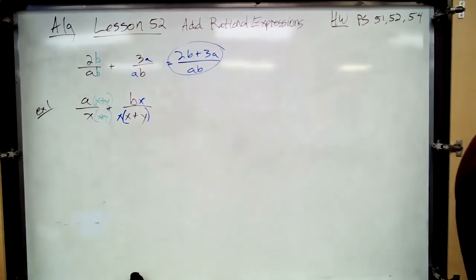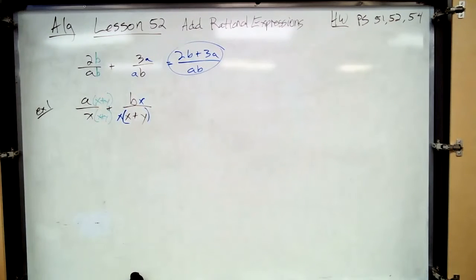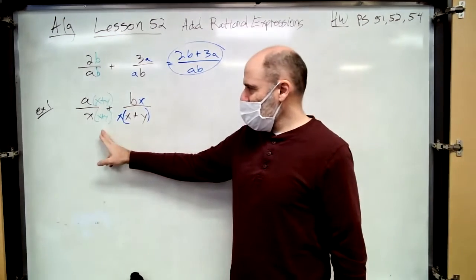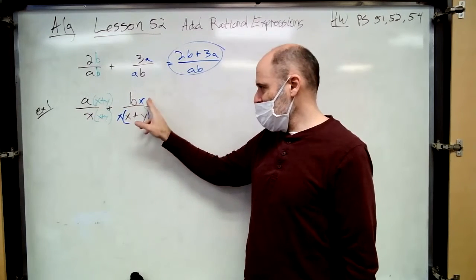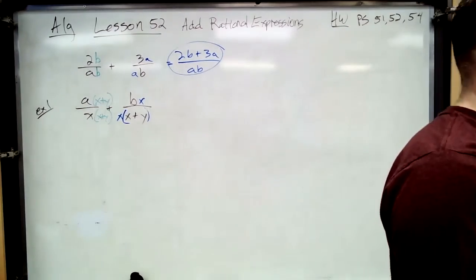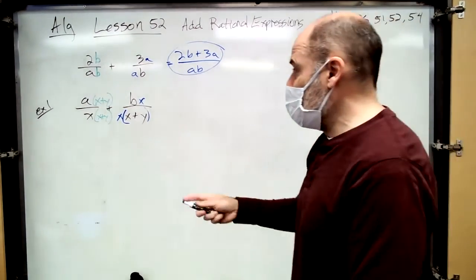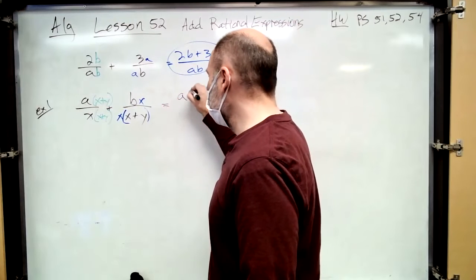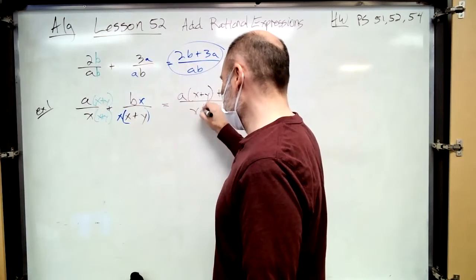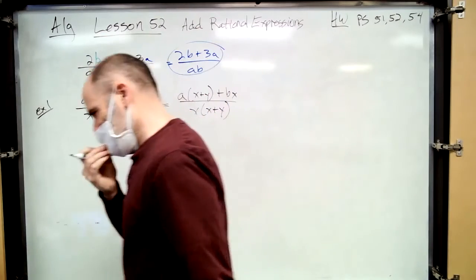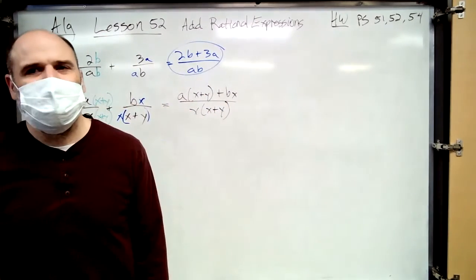Okay, did I do anything wrong? I use multiplication. That's really the only rule for equivalent fractions, it's limited to multiplication and division. So I just multiplied the bottom and I multiplied the top by the same thing. So I multiplied this bottom and the top by the same thing. So it's okay. Now I have the same denominator. I add across and I get a(x plus y) plus bx all over x times (x plus y). And that's really all you can do.